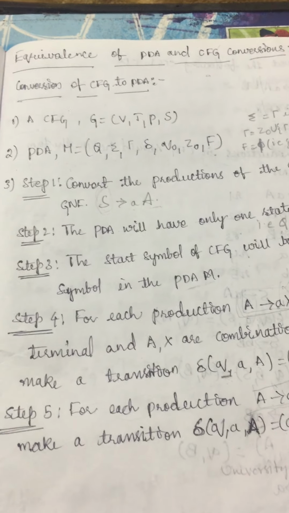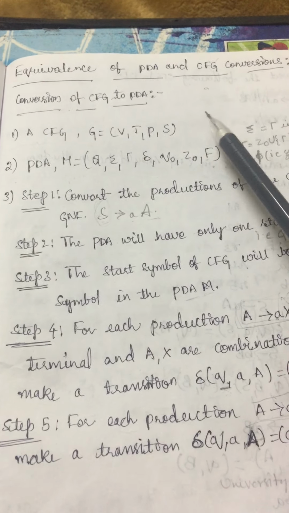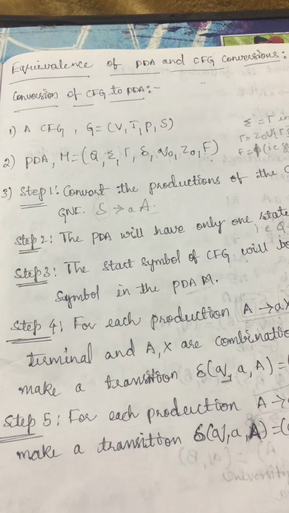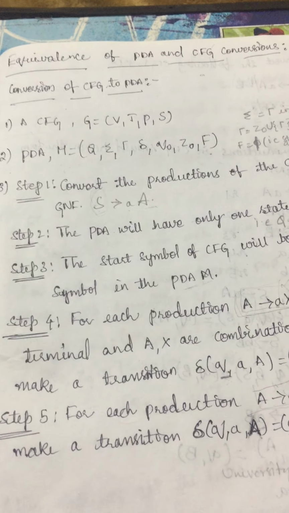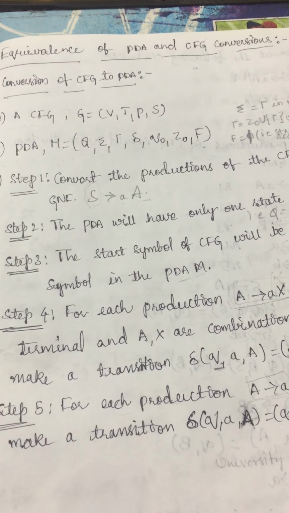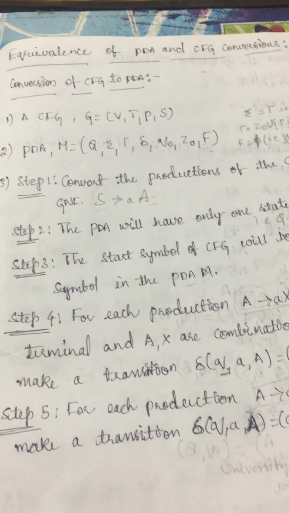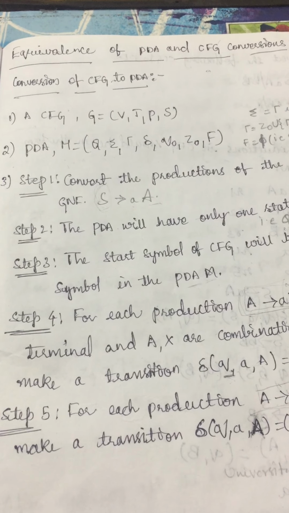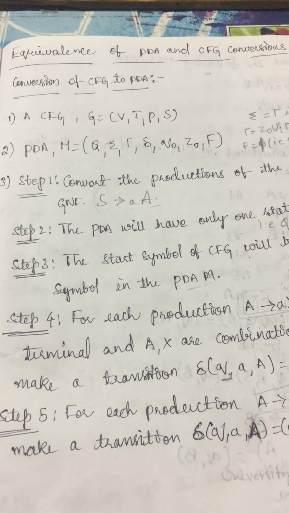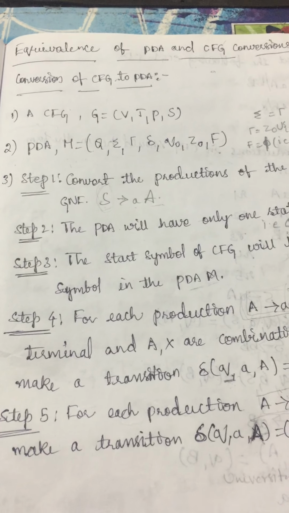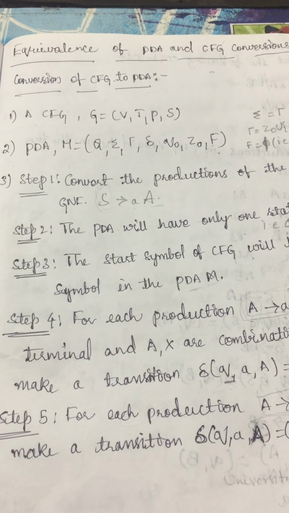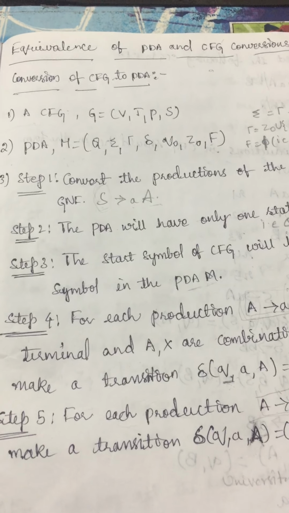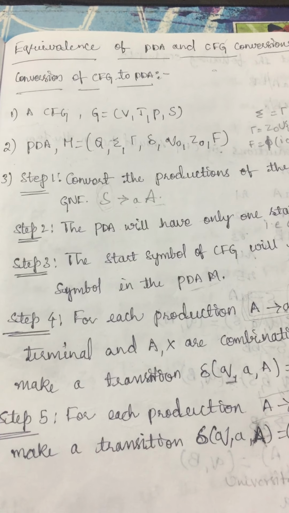Today in this session we are going to see equivalence of PDA and CFG. It means that we have to convert a given PDA to CFG and CFG to PDA. Conversion of PDA to CFG and vice versa is nothing but equivalence of PDA and CFG. Now let us see the procedure. What is the input we need to consider, what is the output, and how to solve the procedure.